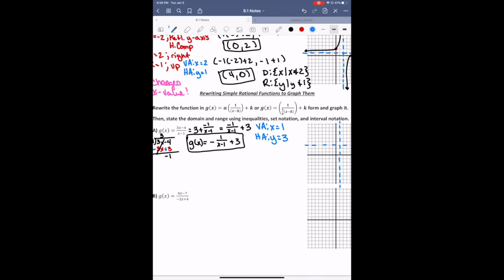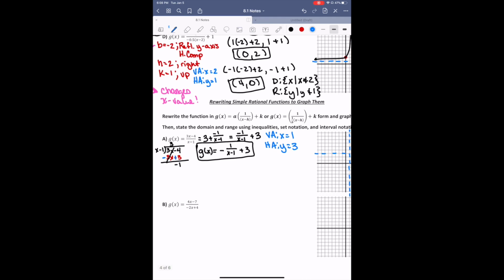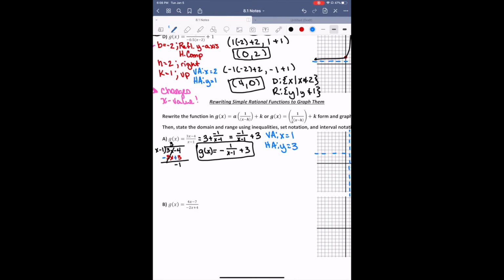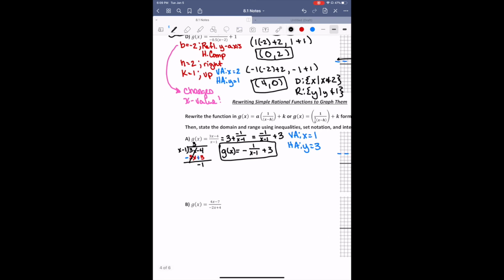Then we can go ahead and take our reference points and apply the transformations. Once again, x plus h, comma, y times a plus k. So we're going to take our reference point here. Let's start with 1, 1. And we have 1 plus 1, comma, 1 times a, which is -1, plus k, which is just 3. Simplify, and we have a point at 2, 2. That's one reference point.